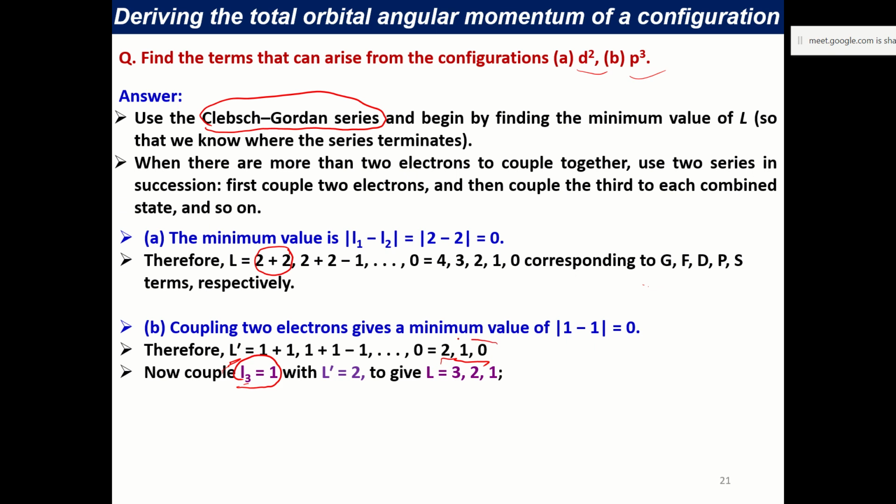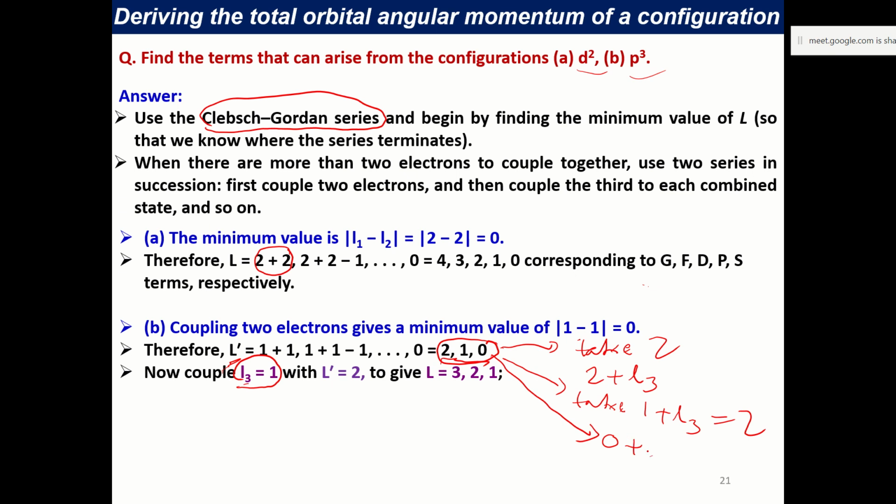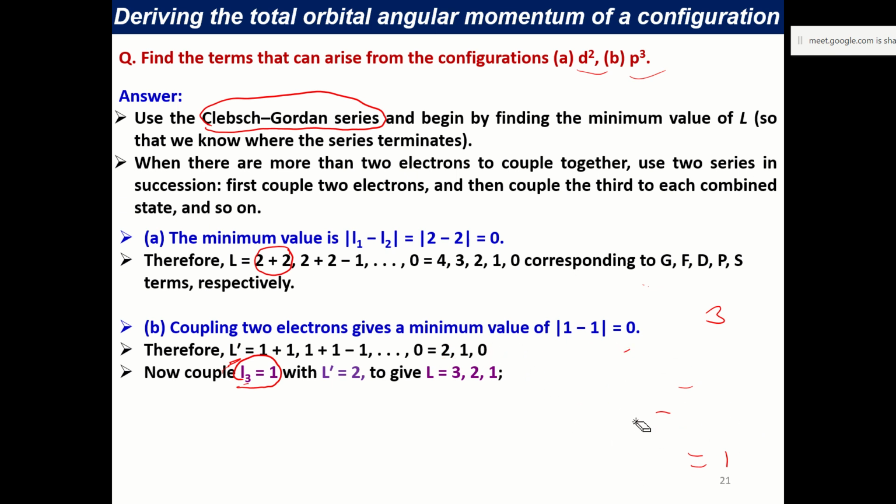So take 2, 1, 0. Take 2, then 2 plus L3, which is 3. Then 1 plus L3, again 2, then 0 plus L3, which is 1. So for the p3 configuration, when we are discussing p3 orbitals, L3 is 1. So 3, 2, 1, that's how we arrive at this. So you have three possible values of L.